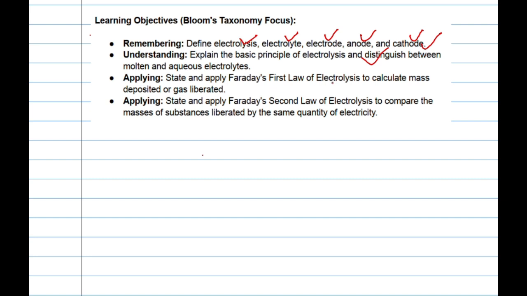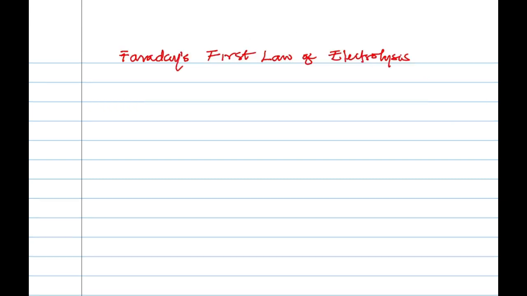Here we'll look at the first law, and then later we'll look at the second law. I believe we will cover both laws in this video. So let's start with the first law. The first law is about the quantity of electricity that is passed through the electrolyte to produce substances at each of the electrodes. The first law states that the mass of a substance deposited or liberated at any electrode is directly proportional to the quantity of electricity passed through the electrolyte.